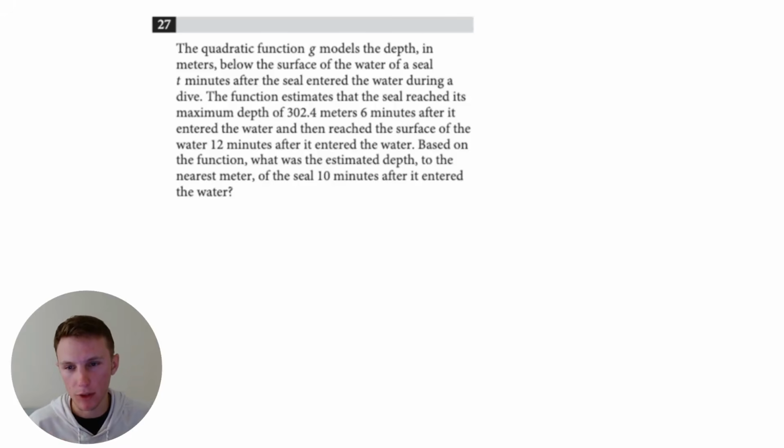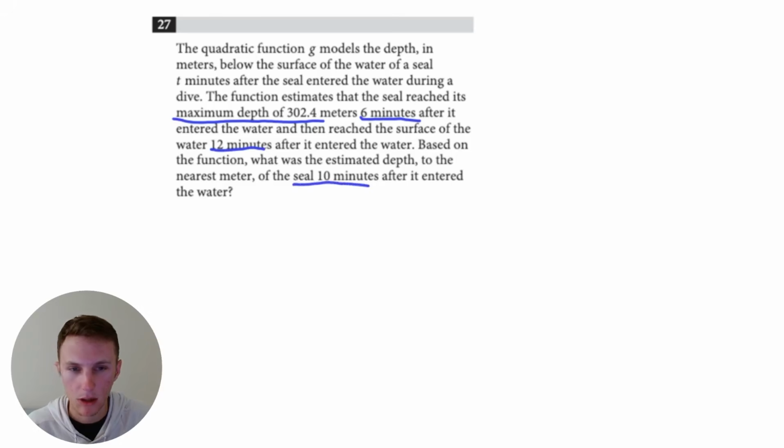So this right here is a vertex form and context problem. If you're not familiar with vertex form, just go check out my other quadratic video. But anyways, what we're told here is we have this seal that has a max depth of 302.4 meters when it jumps into the water after 6 minutes of diving, basically, and that it reaches the surface at 12 minutes, and then we're asked to find the depth of the seal at 10 minutes.